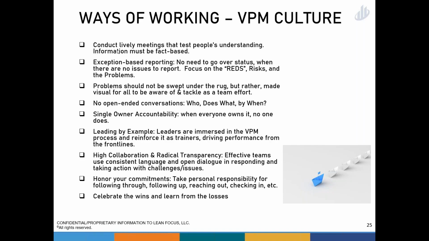So here are some key ways of working in a good visual project management culture. Conduct lively meetings that are testing people's understanding, so you're challenging. Obviously, you're doing that in a respectful way, in a curious and inquisitive way. The information that you're using as the basis of these meetings is fact-based, not "I think" or "in my experience," but "this is what's going on versus what we said. Here's the gap, and this is the challenge we're facing."